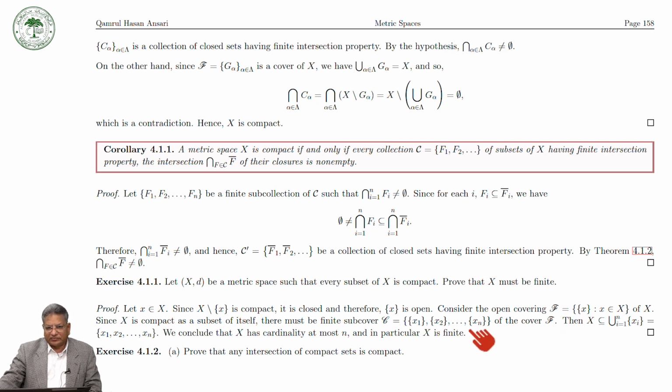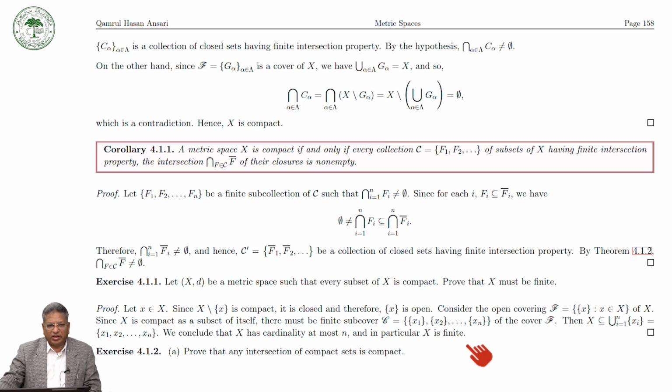Then, because this is the finite subcover, X must be a subset of the union of all these sets. So X is a subset of the union over i from 1 to n of {xi}. But each {xi} is a singleton set, so this is equal to the set {x1, x2, ..., xn}. So X is a subset of {x1, x2, ..., xn}, which concludes that X has cardinality at most n, and in particular X is finite.